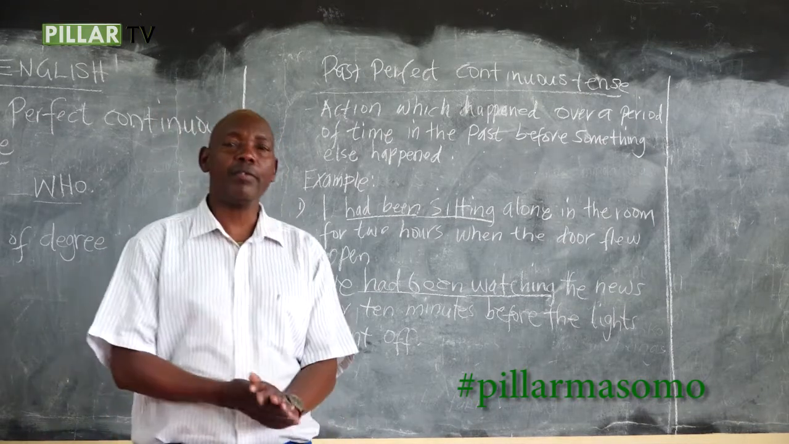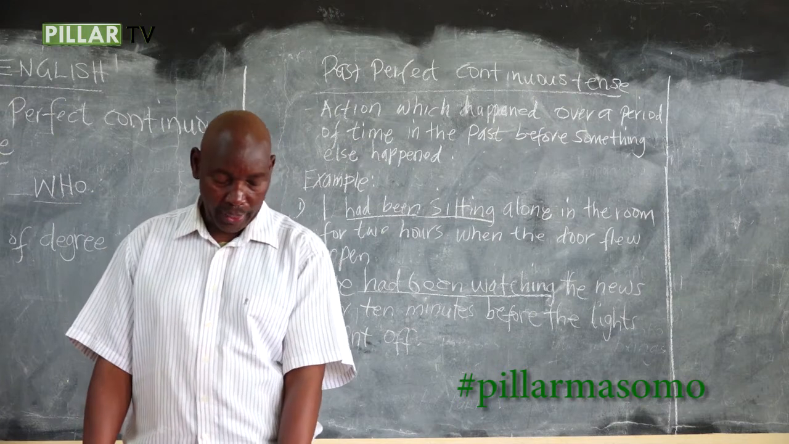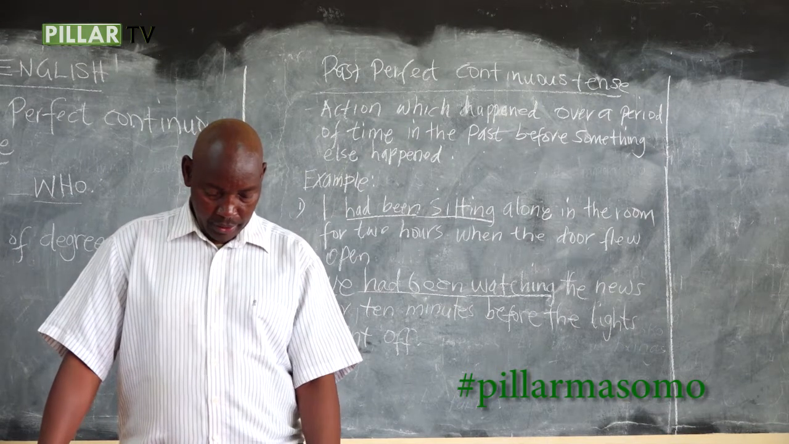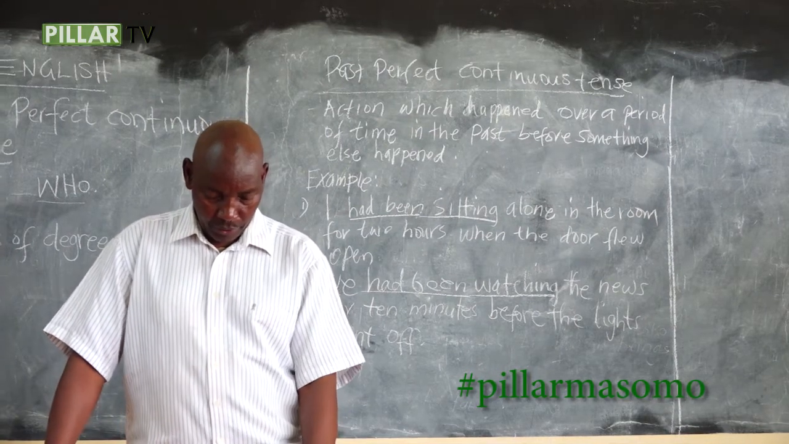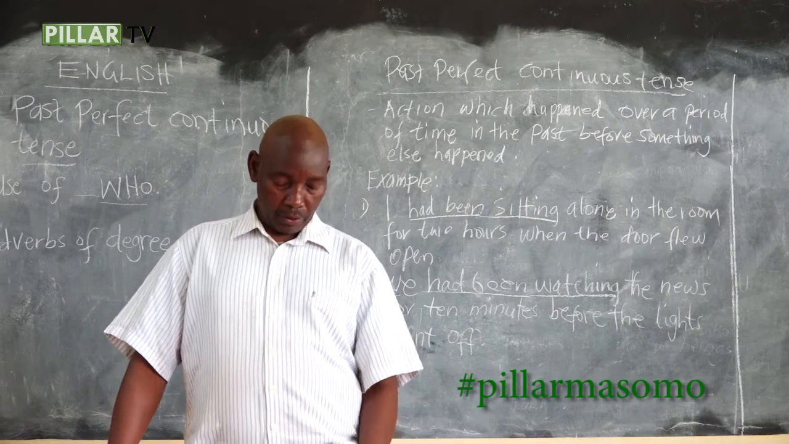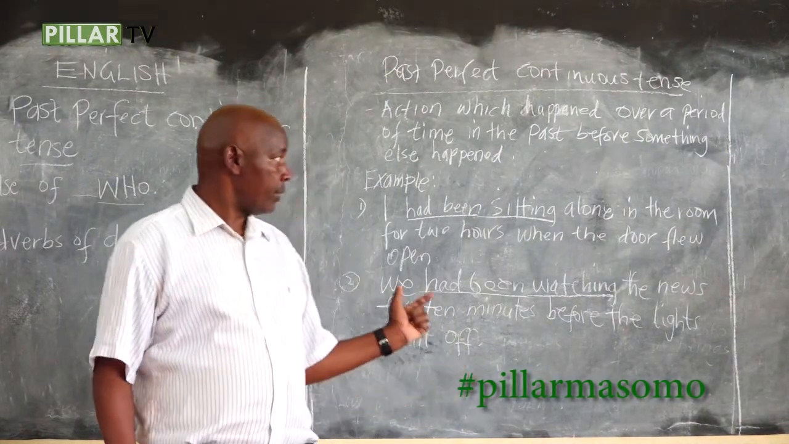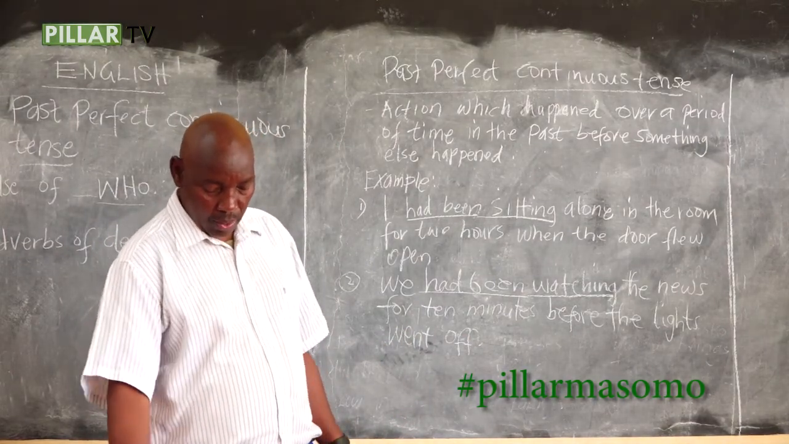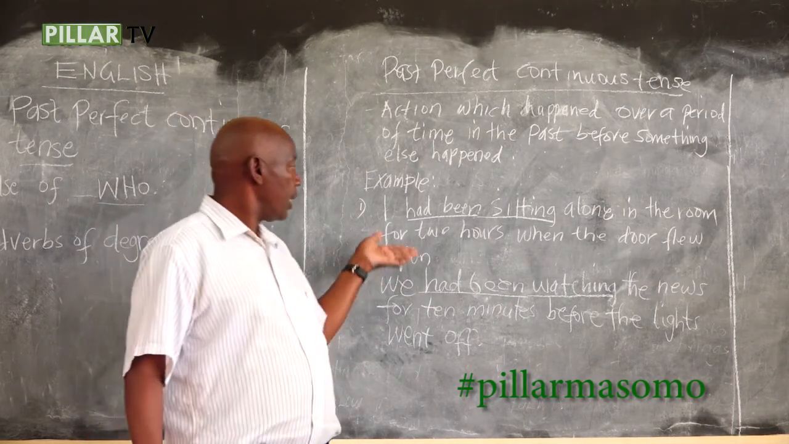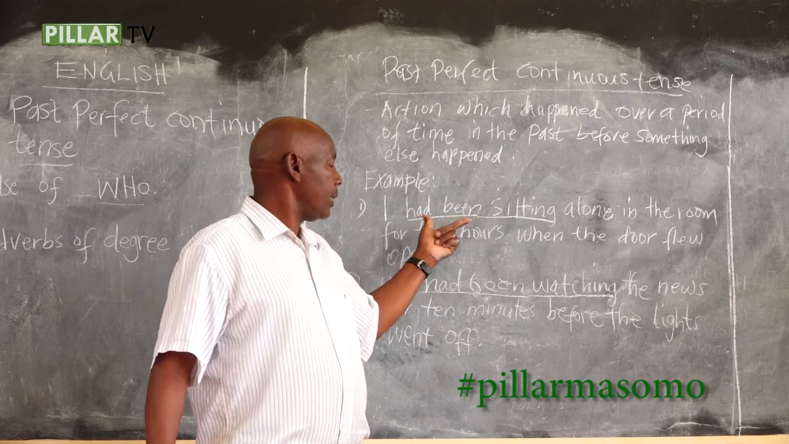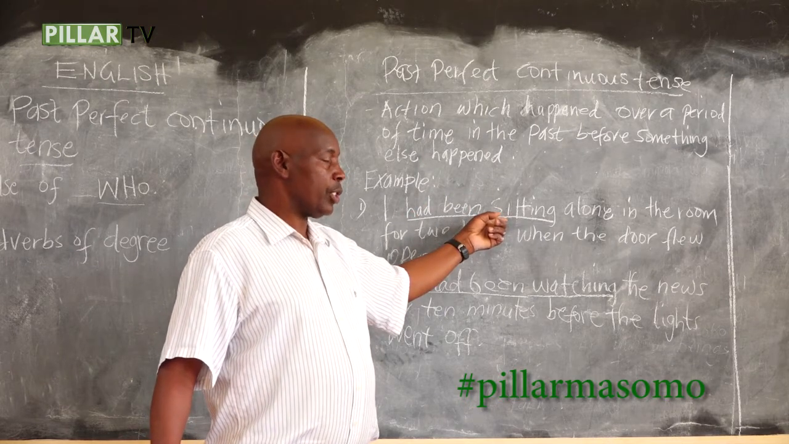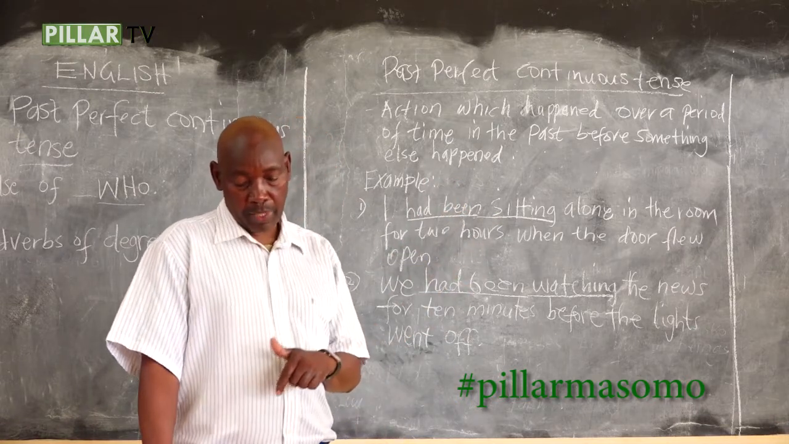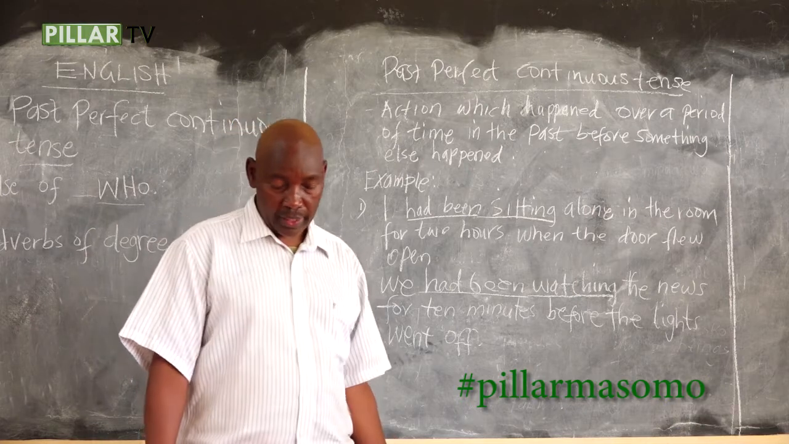So, I have some sentences which we can try to change. Rewrite the sentences below using the correct form of the verbs in brackets. So there are some verbs which are there, and the verbs need us to use this method of had been. Then the verb is in continuous. Had been sitting, had been watching. Then these verbs, we are going to use them to construct these sentences.